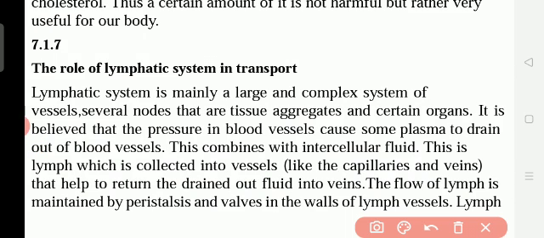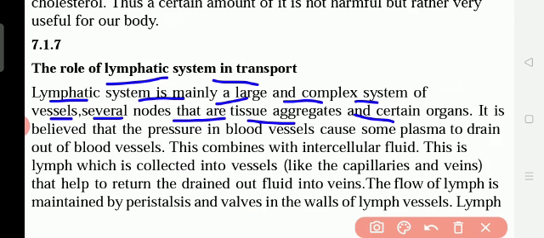That is why we should not take too many fat items and too much oil. Then the role of the lymphatic system in transport. What is the lymphatic system? The lymphatic system is mainly a large and complex system of vessels, several nodes that are tissue aggregates, and certain organs. So the lymphatic system means a large and complex system of vessels.